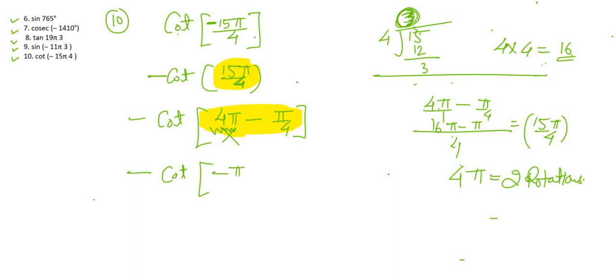So it will be minus of pi by 4. And again this minus will come in front. Minus of cot of pi by 4. Minus minus becomes plus. Okay. And cot pi by 4 is nothing but cot 45, which is 1. So try to solve it on your own.